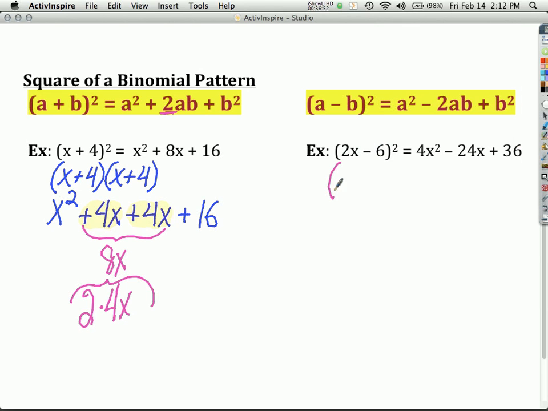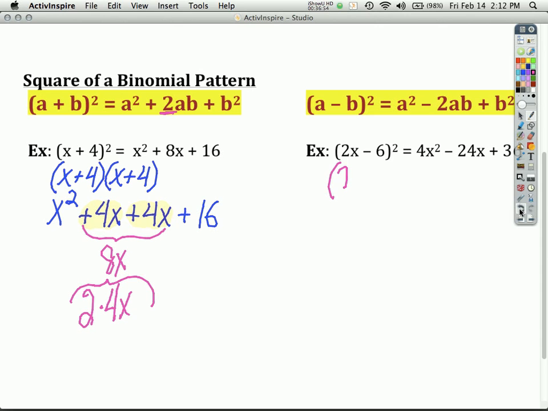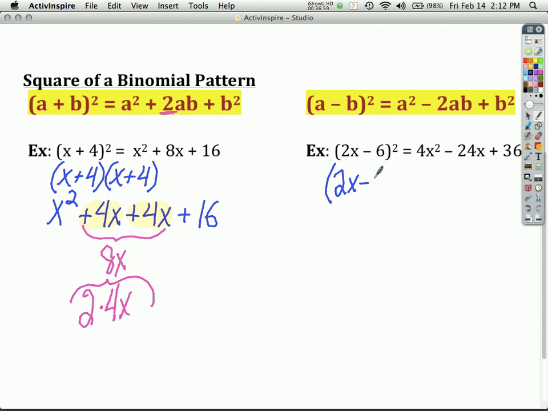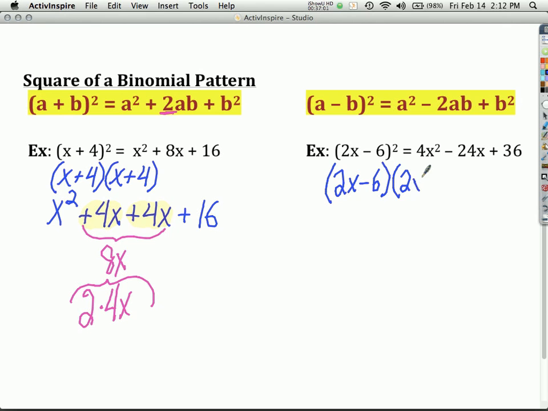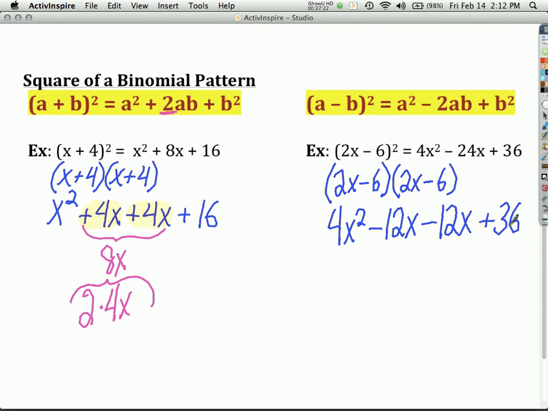This really means 2x minus 6 times 2x minus 6. FOIL it. 2x times 2x, 4x squared. 2x times negative 6 is negative 12x. Negative 6 times 2x is negative 12x. Negative 6 times negative 6 is positive 36.